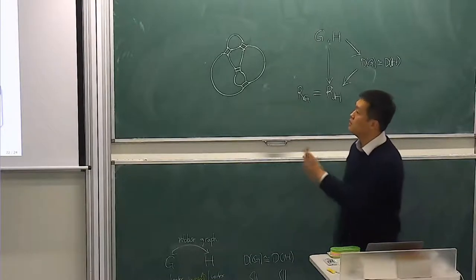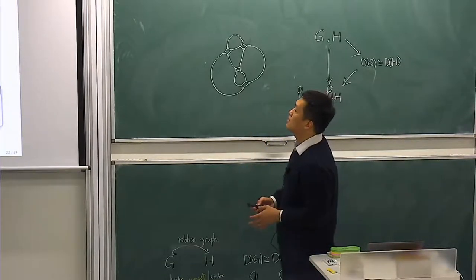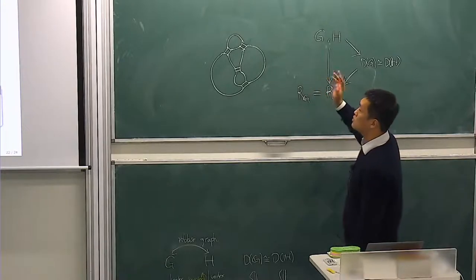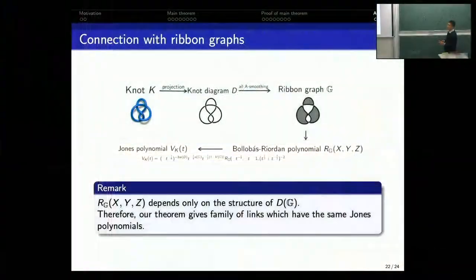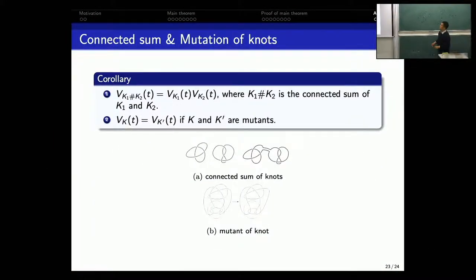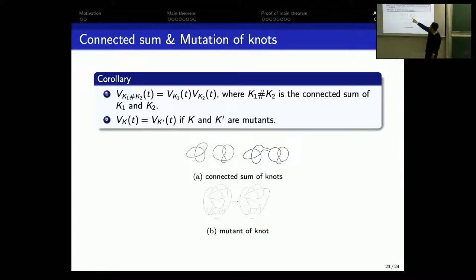So in the world of knots, we can obtain a result about two knots having the same Jones polynomial. This was my second motivation for this research. And to be honest, if it were non-trivial facts, I would be very happy. But these two are classical results in knot theory, so I was not so happy. But the statement goes like this. If you apply a connected sum of knots, you see what I mean?